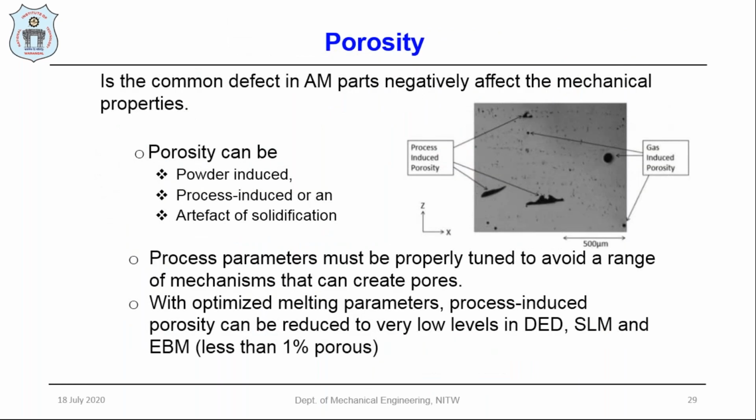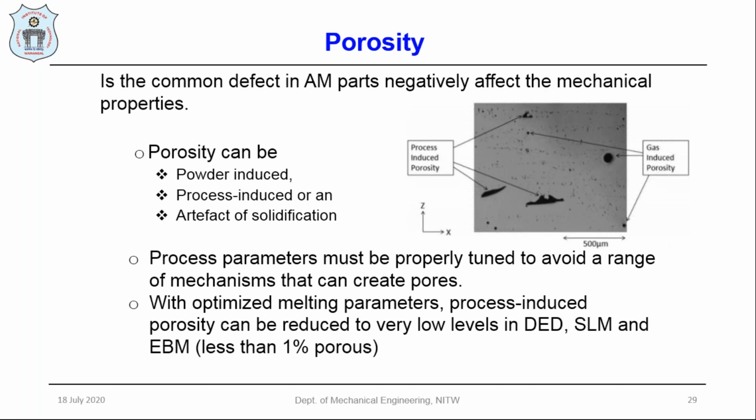And another challenge is porosity. This is the major drawback in metal manufacturing. This is the common defect which occurs in the SLM process or in a DED process. That porosity may be powder induced. If the powder already contains some porosity, definitely it is going to carry into the part.